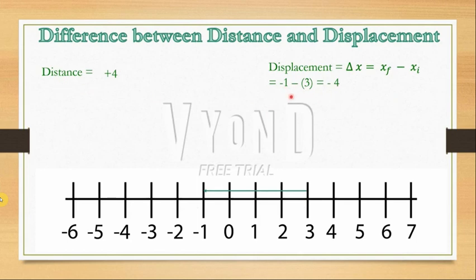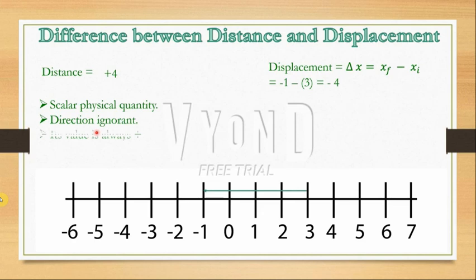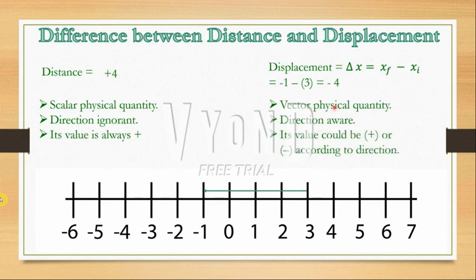What do we learn from this now? For the distance, we remember that distance is a scalar physical quantity, and because it's a scalar physical quantity, it's direction ignorant. Direction doesn't matter here, and the value is always positive. But displacement is a vector physical quantity. It's direction aware. The direction here is very important, and because of that, the value could be positive or negative according to the direction of the movement of the object.